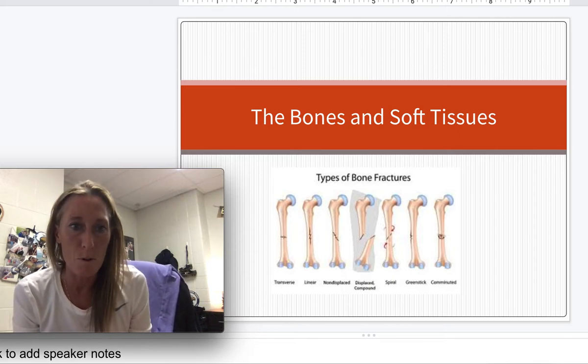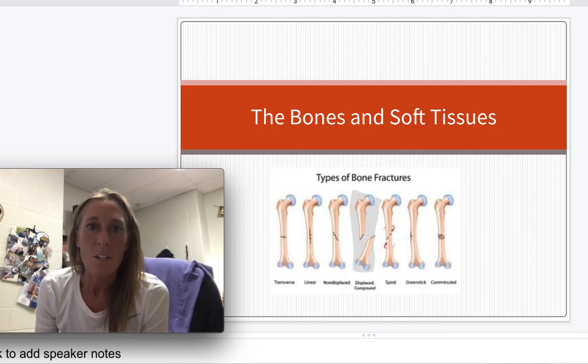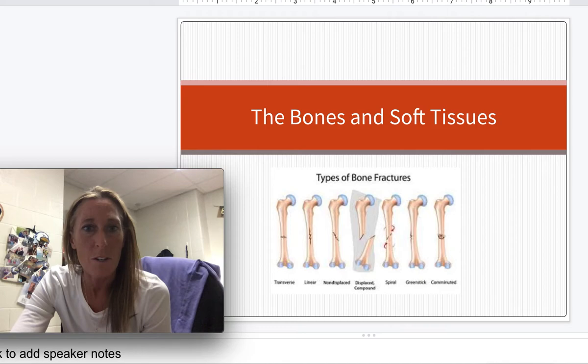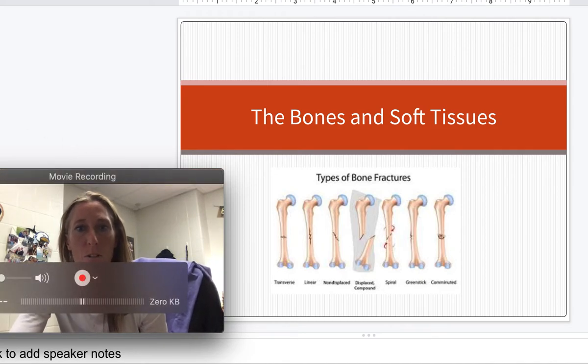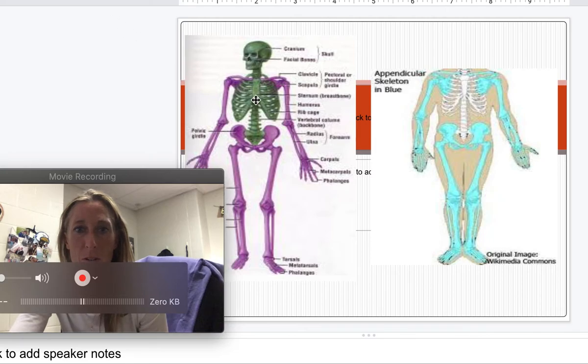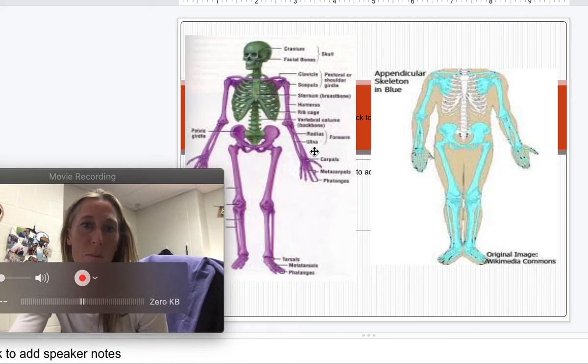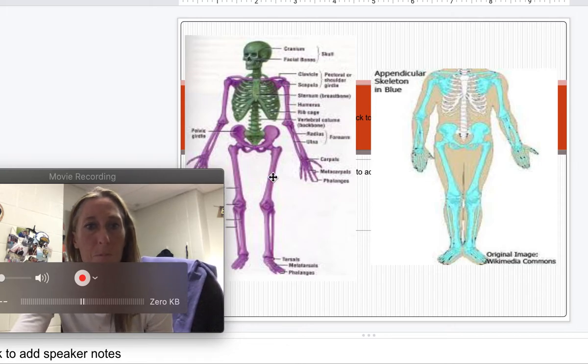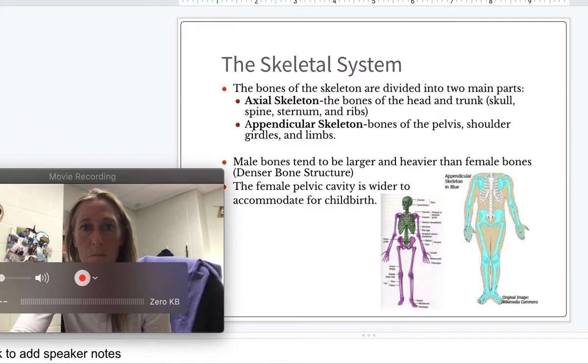Part 3 of our bones and soft tissue injuries notes and presentation. Just a review from the beginning, we talked about the axial skeleton being the green portion here with the ribs, the vertebral column, the skull, and then the appendicular skeleton being the purple portion here that makes up the bones of our limbs and part of our pelvis.